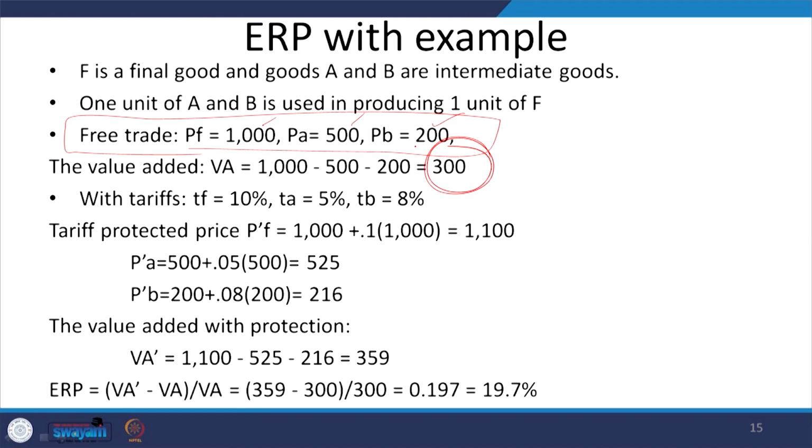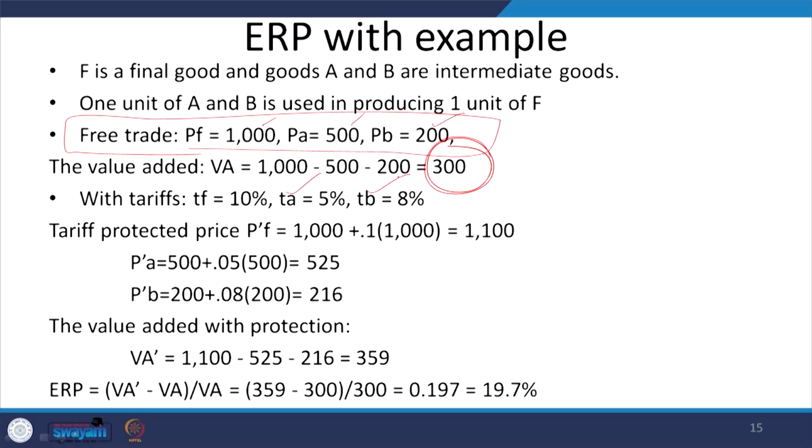So, 300 is the pre-trade or free trade value added without any tariff. Whereas, with tariffs, let there be a higher tariff for the final product and a little lower tariff for the intermediate products. So, let 10% be the tariff after trade on the final product, 5% on commodity A and 8% on commodity B. So, let us understand the total price or total value after tariff.